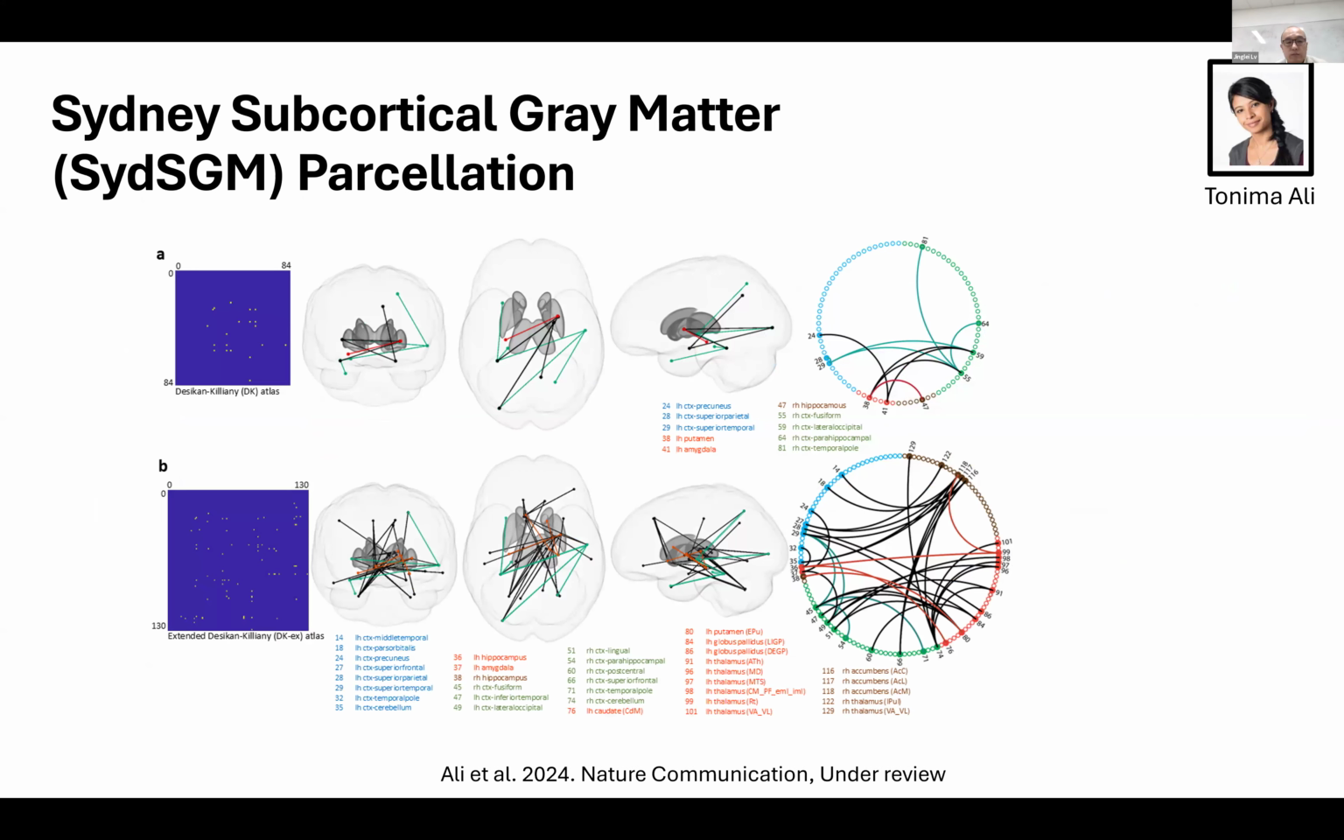And with this more detailed subcortical parcellation, we can enhance the connectome analysis. In the paper, we showed an example of connectome analysis of Parkinson's disease. And with this expanded atlas, compared with the traditional DK atlas, we did find more important and meaningful connectivities related to Parkinson's disease.